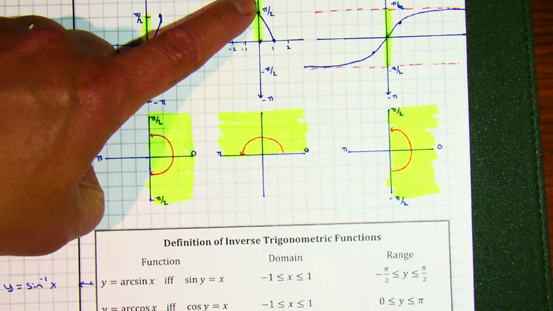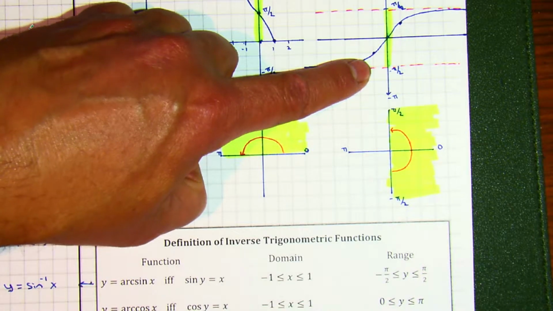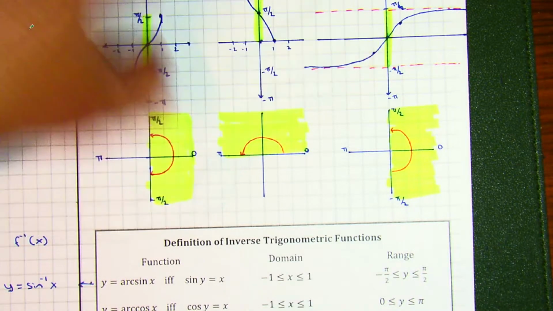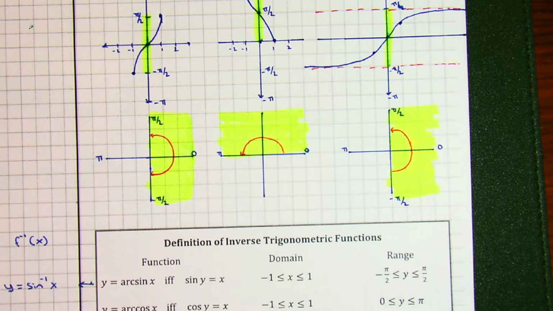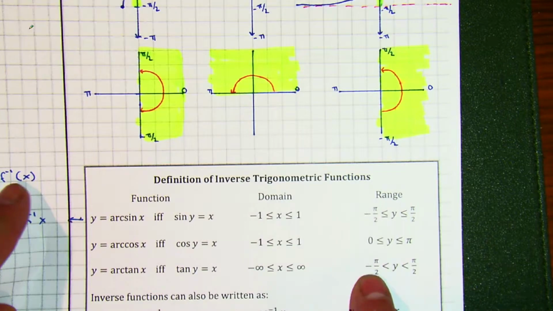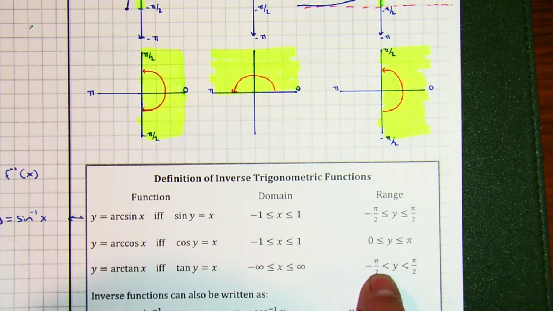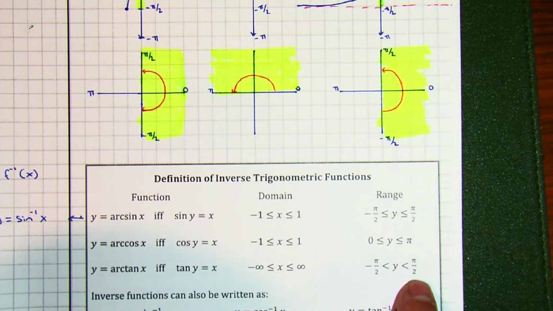And for arctangent, inverse tangent, your domain is all real numbers. And notice that your range is from negative pi over 2 to pi over 2. And there should not be an equal sign in here because it's not included, due to the asymptotes. We know that the tangent of pi over 2 is undefined, and the tangent of negative pi over 2 is undefined as well.